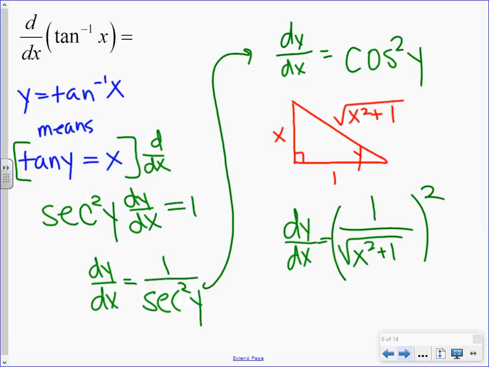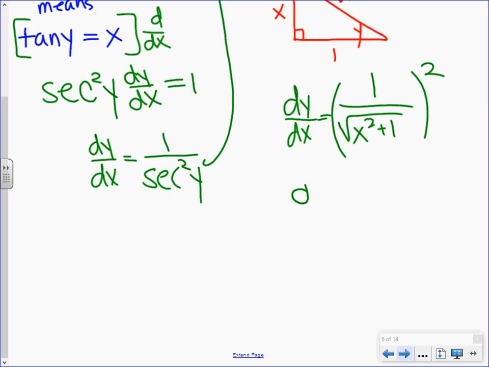Let's see. In that box of rules, find inverse tangent. This is the rule that you need to remember. The derivative of inverse tangent is 1 over x squared plus 1.